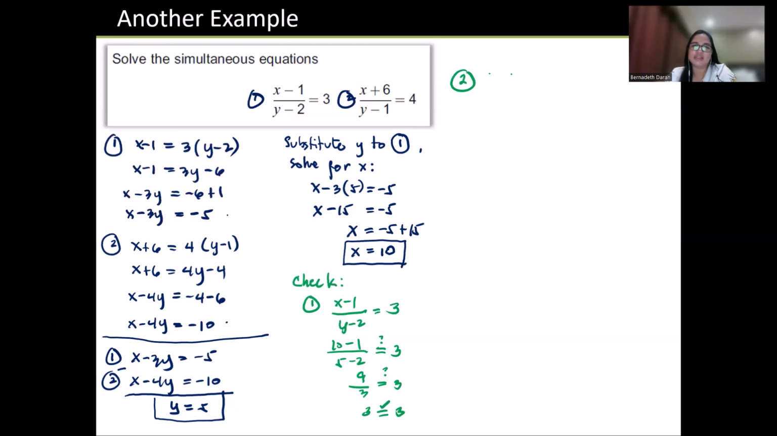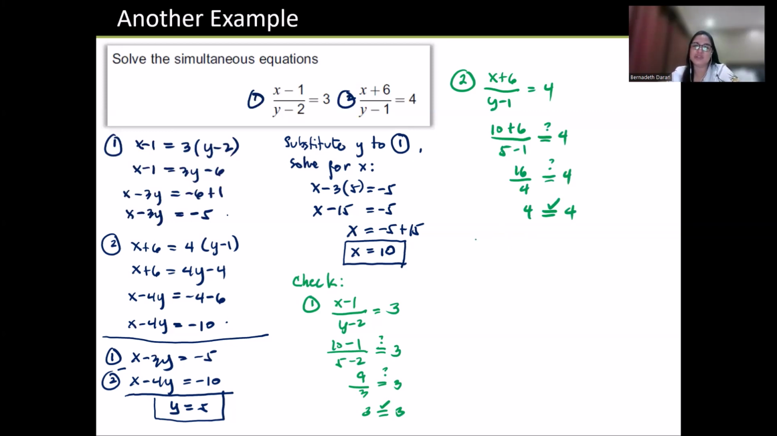So we have x plus 6 over y minus 1 is equal to 4. So let's substitute. Our x is 10. So this is 10 plus 6, and our y is 5 minus 1. Is it equal to 4? So we have 16 over 4. Is it equal to 4? 16 divided by 4 is 4. Yes, so therefore, it is equal to 4. So therefore, our answers are correct.